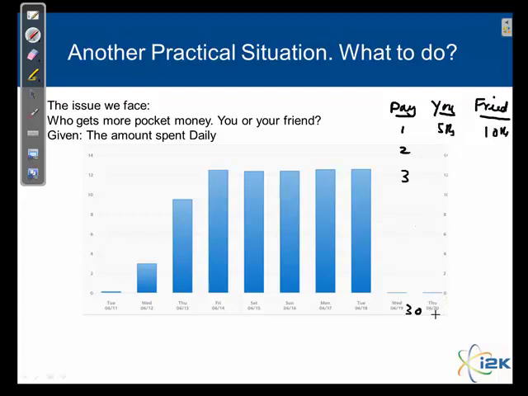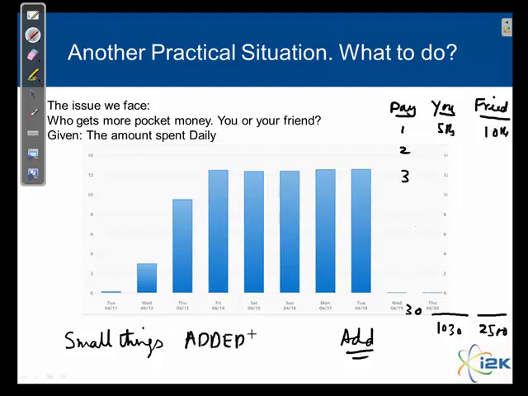Naturally, it's pretty obvious that you will say, I will add up the small things, the daily spend, and suppose you are getting 1030 here and your friend is getting 2500 here. It's pretty obvious that your friend is getting more pocket money. So in this situation, what you see is small things are added up to give a large thing.